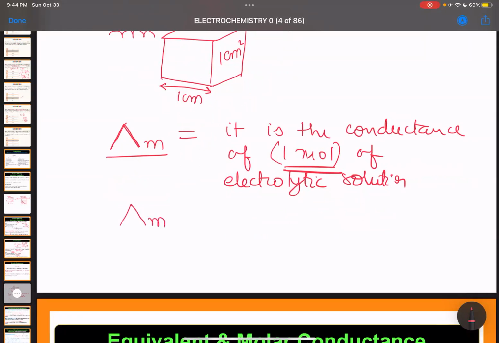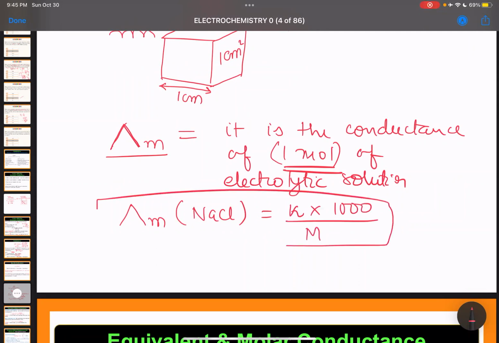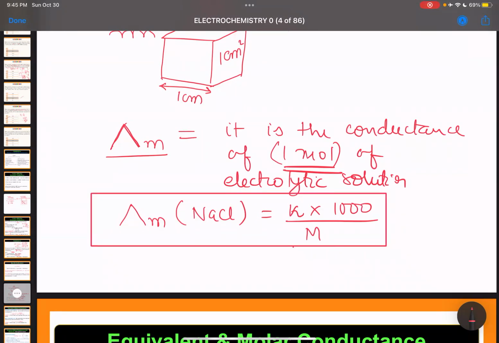So molar conductance of, let's say, 1 mole NaCl is equal to specific conductance kappa into 1000 by molarity. That is going to be the relationship. Actually kappa is the conductance of 1 cubic centimeter, and this is the total volume in which the 1 mole is present. So if you multiply the 1 cubic centimeter conductance with the total volume, you get the total molar conductance of 1 molar NaCl solution.